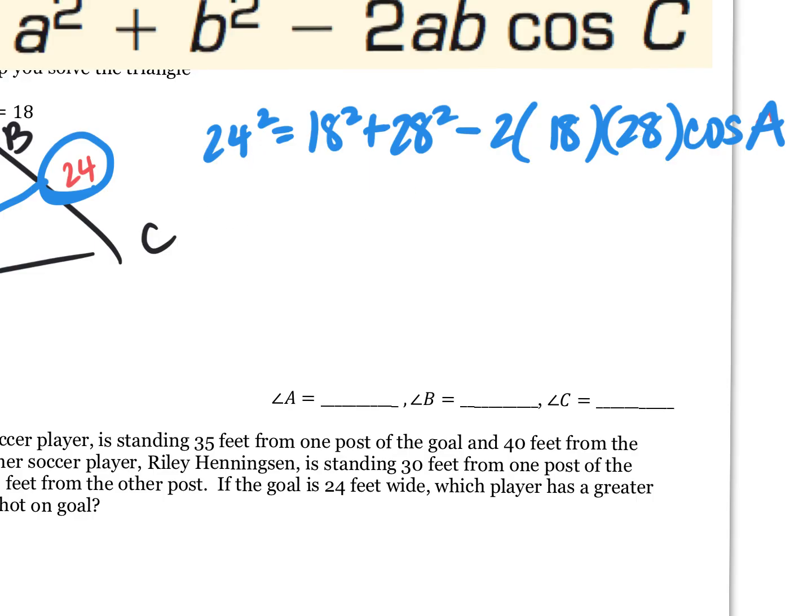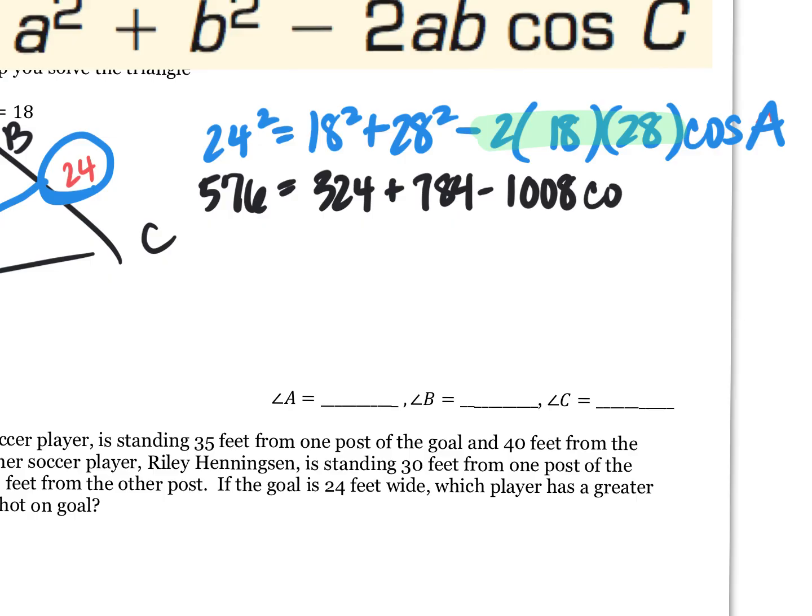Okay, what's 24 squared? 576. Equals 18 squared? 324. 28 squared? 784. Minus, let's go ahead and get what this whole thing is: 2 times 18 times 28. Help me out with that. 1008. Great. Cosine of A.